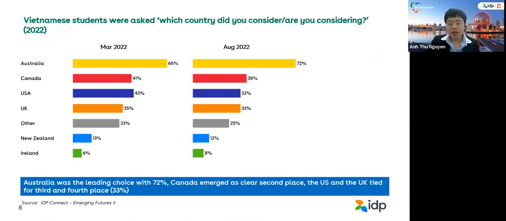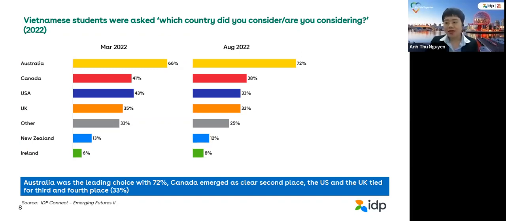Next, this is research from IDP Connect, and when we asked students which countries they considered or are considering in 2022, 72% of students said Australia, and Canada is in second place with 38%, and the US and UK are in third place.